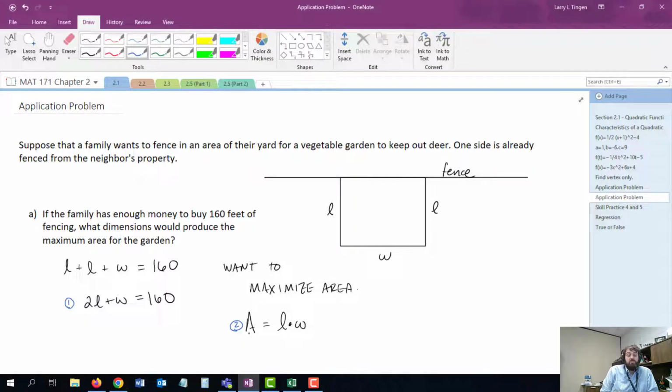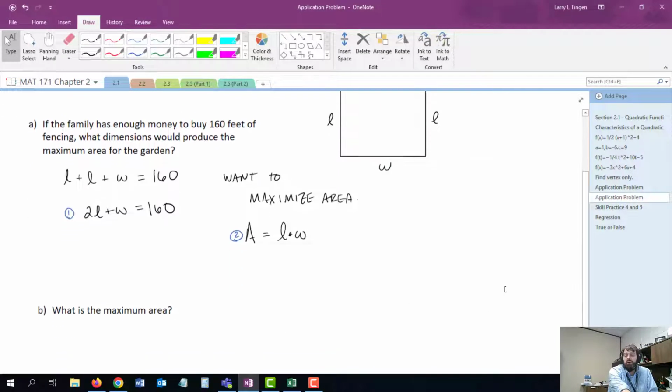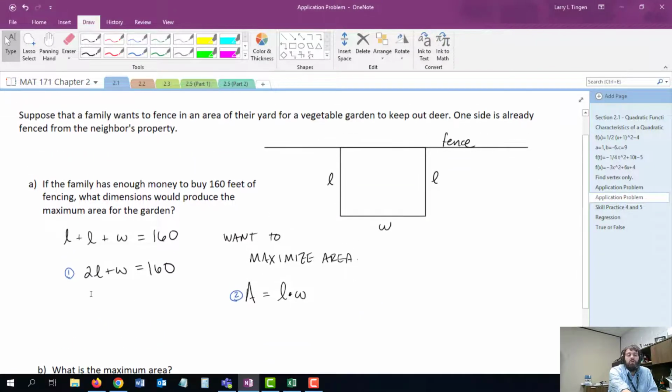But I have 2 equations, right? 2 lengths plus the width is equal to 160. And I know that the area is equal to the length times the width. I want to maximize the area, okay? So if I've got 2 equations, I need to take my first equation, that's just got L and W in it, and solve it for one of the variables. It doesn't matter which. One's easier to do than the others.